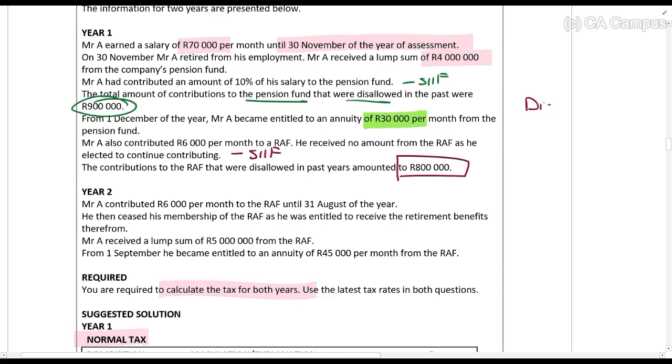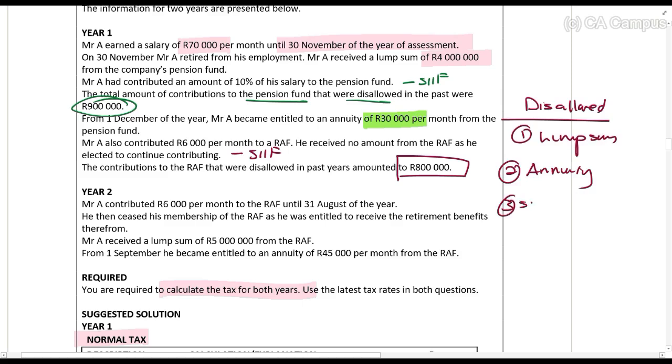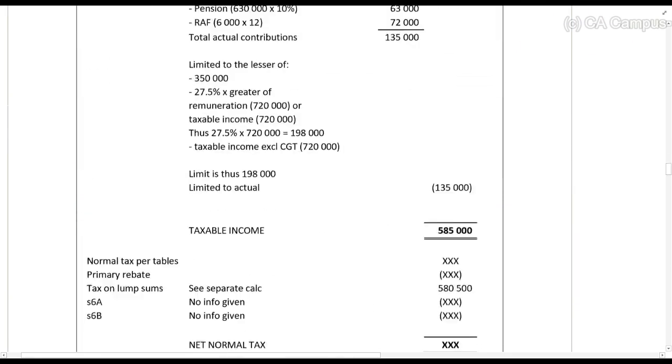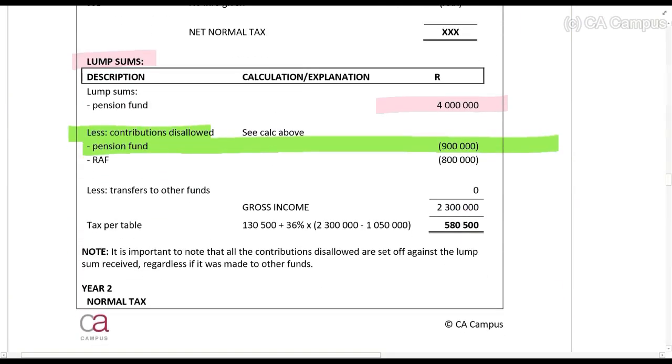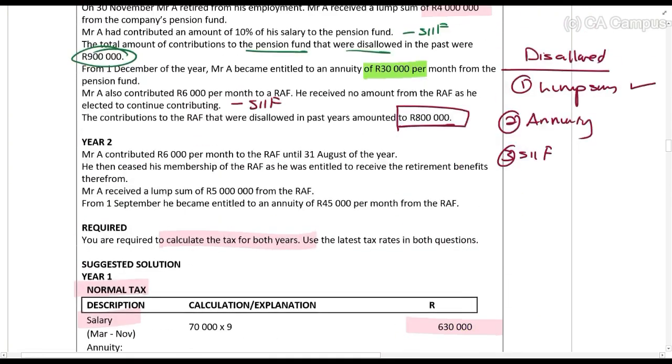Remember, this disallowed amounts, the order: lump sum, annuity, section 11F. So you go, do we have a lump sum? Yes. So that 800,000 must be set off against the lump sum. Now I want you guys to make sure that you see, the issue is what some students will say here is, now we have a pension fund. Well, we have a pension fund lump sum. Why are we deducting that 800,000 rands against the pension fund lump sum? It's because the Act doesn't see it in that way. They just see it as retirement lump sums that you've received. Right, so you need to deduct it against the lump sum.